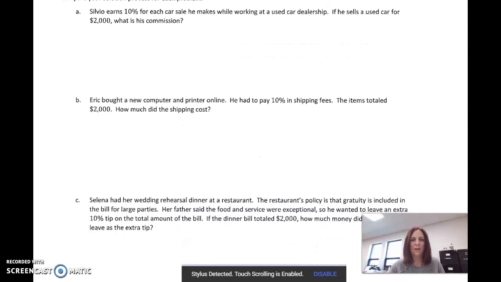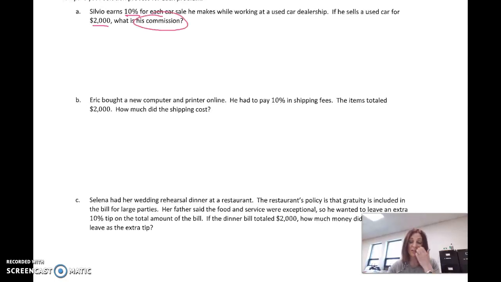Silvio earns 10% for each car sale he makes while working in a dealership. If he sells a used car for $2,000, what is his commission? Commission is the amount you get paid for selling things. My brother used to work on commission when he worked at Sears and would sell TVs and DVD players. A lot of times people get paid based on how much they sell. So he earns 10% for everything he sells.